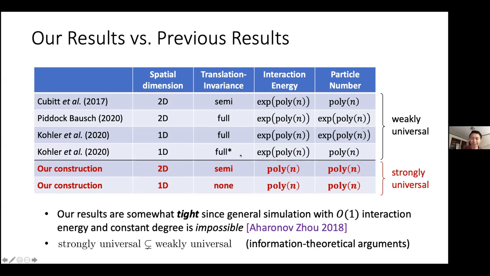But if you relax the constraint of translational invariance so that maybe every pair of interaction looks the same, but maybe there's some parameter for different target Hamiltonians, then you can get around that so that the particle number doesn't need to scale exponentially. But the fact that there do exist these completely translationally invariant families that are weakly universal but cannot be strongly universal means that these two notions are actually distinct.